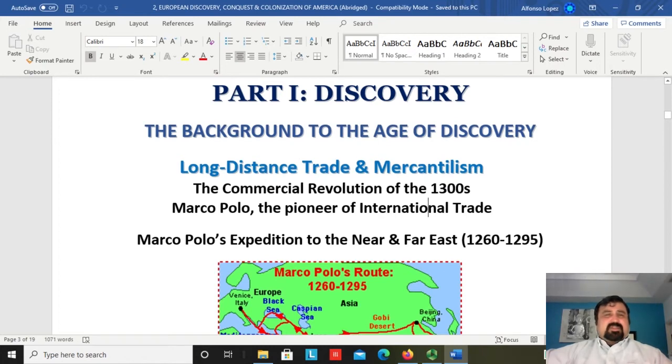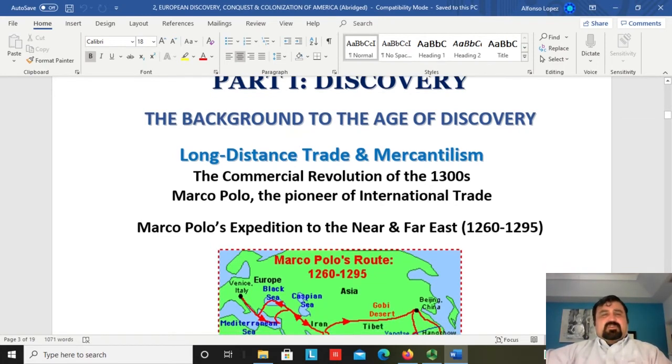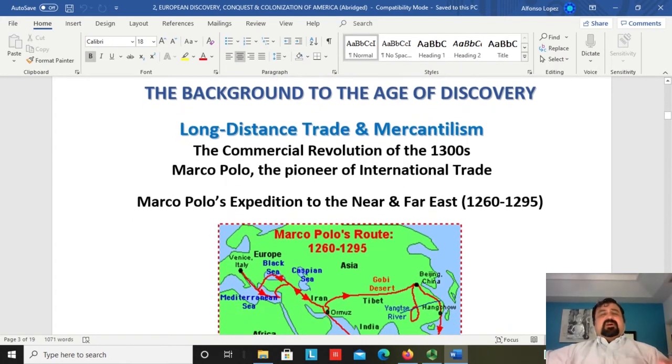The Age of Discovery is not just that the Europeans are beginning to discover new lands or bodies of water, oceans and so on, and new continents, but rather that the human populations, the entire cultures and all of the civilizations of the world are beginning to discover each other in this new age. It's a global phenomenon. So, like I said, the background to the Age of Discovery had to do with economics.